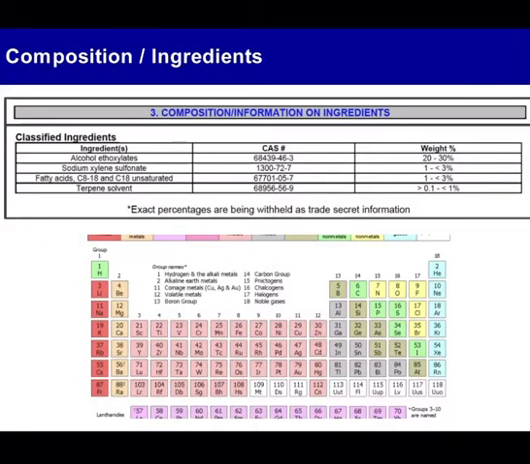The Composition and Information on Ingredients section lists any chemical substance required to be listed by OSHA and chemicals responsible for health or special hazards.